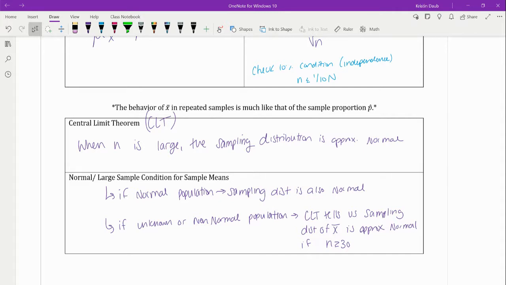If I know that my population is normal, my sampling distribution is also normal. No need to check the central limit theorem. However, if I don't know if my population is normal, or if I potentially have a non-normal population, the central limit theorem tells us that the sampling distribution of x bar is normal if n is greater than or equal to 30. If we're sampling 30 or more people in each one of our samples for x bar, then the sampling distribution is approximately normal.